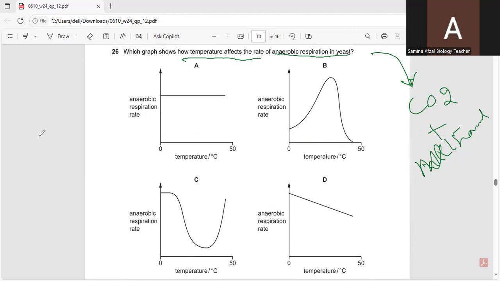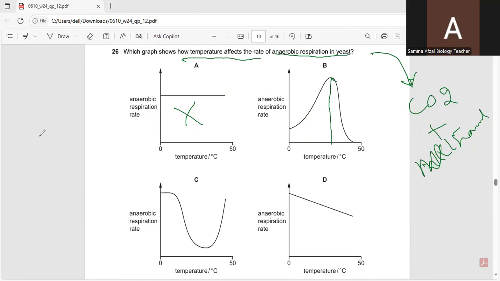So here they have shown the first graph, A: anaerobic respiration is moving smoothly at all temperatures. So this is not the correct option. In B, you can see it is starting and reaching around 35 to 40 degrees centigrade. This is the optimum.